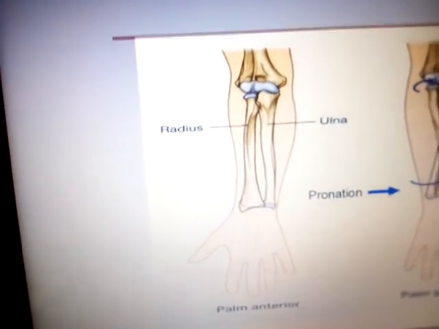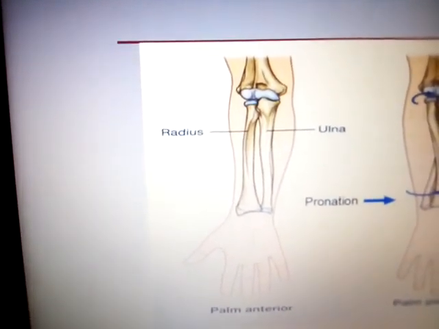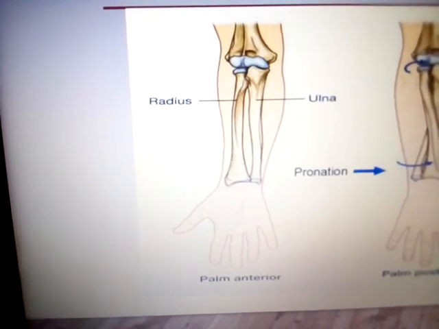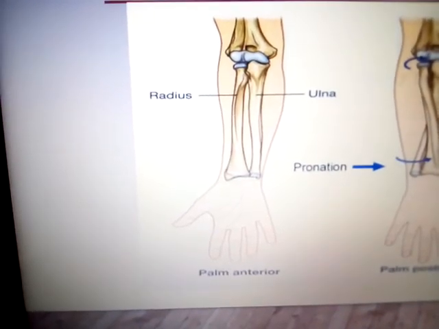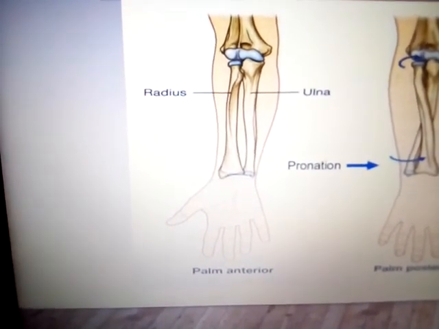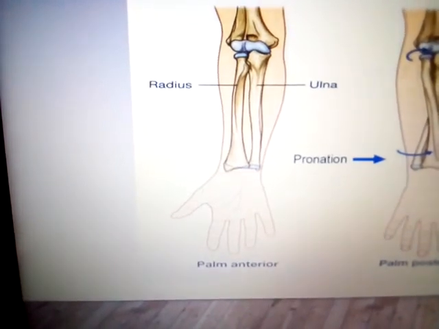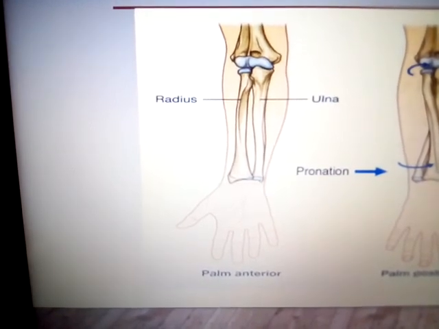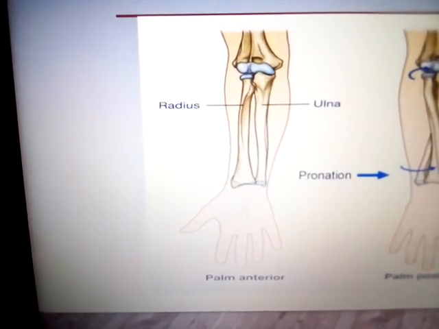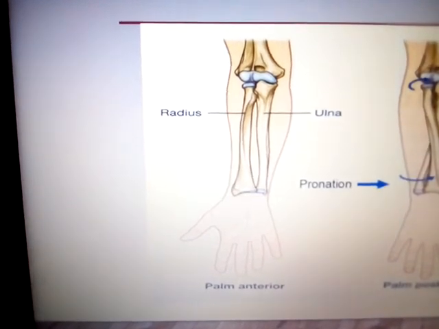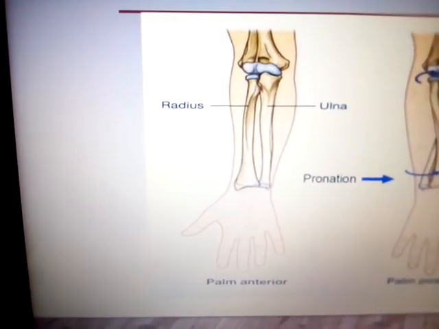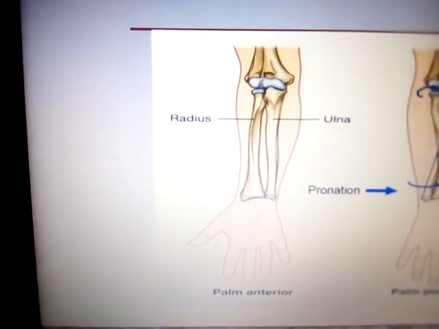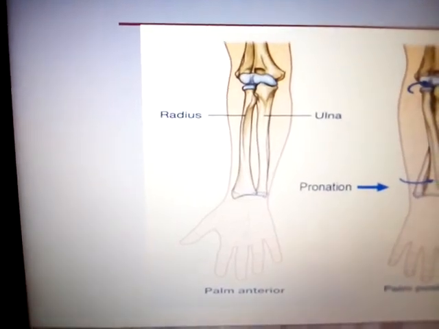See, ulna is a small name, right? Radius is a bigger name. So ulna is always going to be towards the smaller finger, that is the little finger, and radius is going to be towards the thumb. The bone that is towards the little finger, since ulna is a small word, is going to be the ulna, and the other one is going to be the radius. I hope this trick is very useful for you, and you are never going to get confused about which one is ulna and which one is radius.